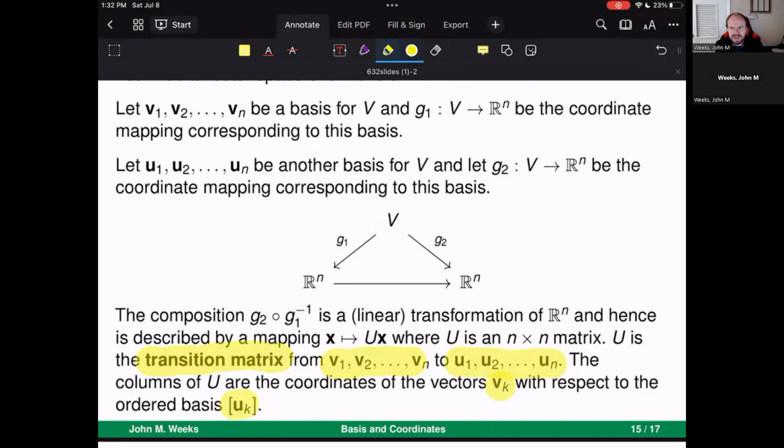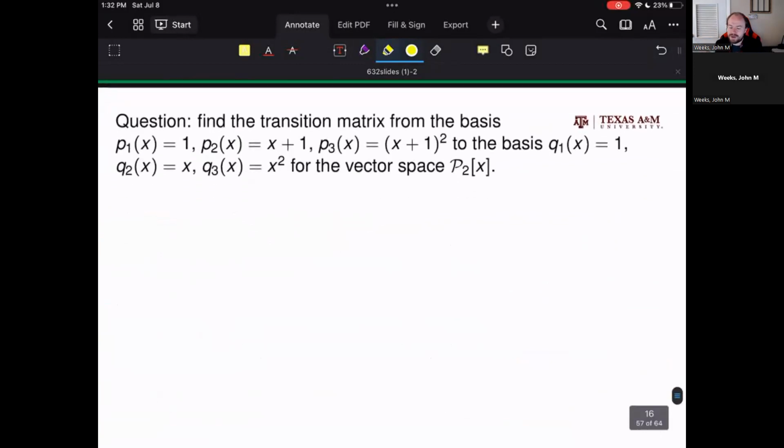Before we get into all the nitty-gritty of working with a non-standard basis, let's start with a space that does have a standard basis. We know that the space of polynomials with degree less than or equal to 2 does have a standard basis, given by Q1 through Q3: Q1 equals 1, Q2 equals x, Q3 equals x squared. Let's see if we can find the transition matrix from P1, P2, and P3, which are 1, x plus 1, and quantity x plus 1 squared, respectively, to the standard basis for the vector space P2.